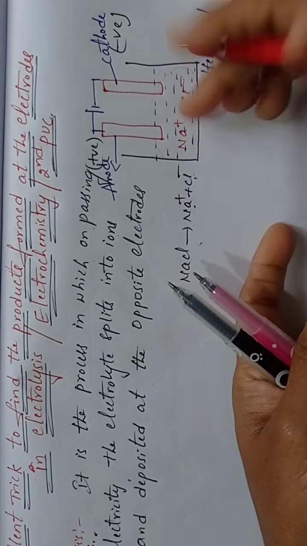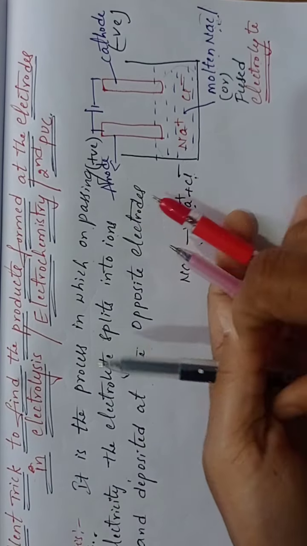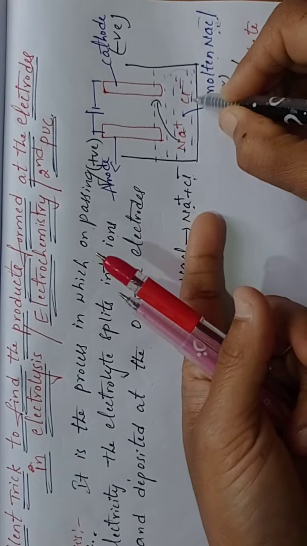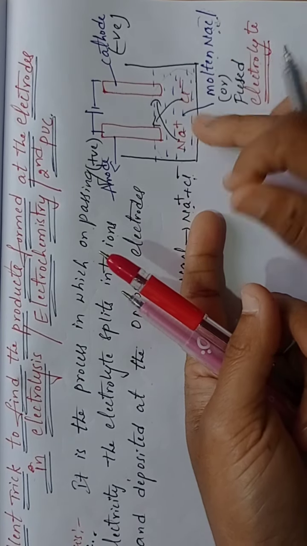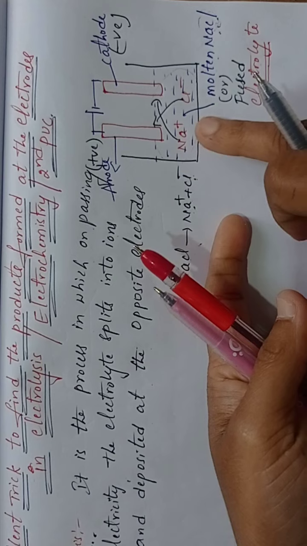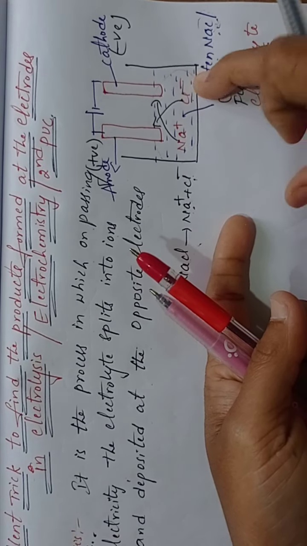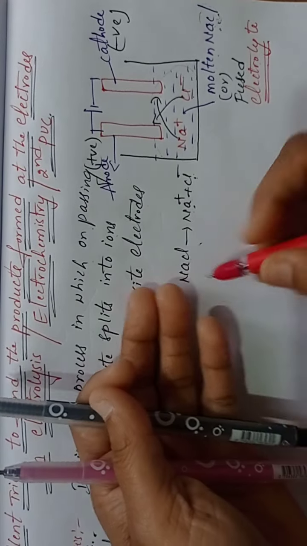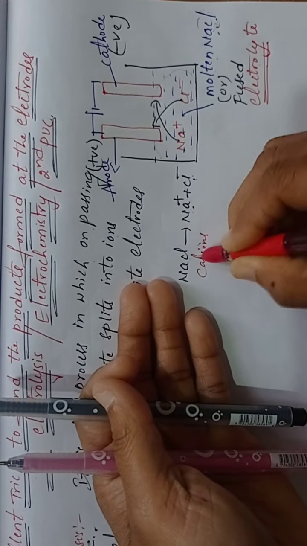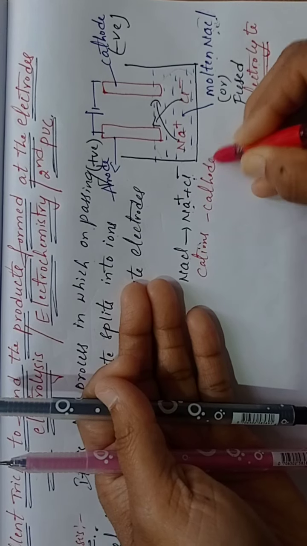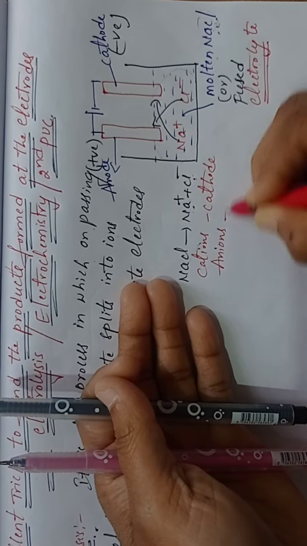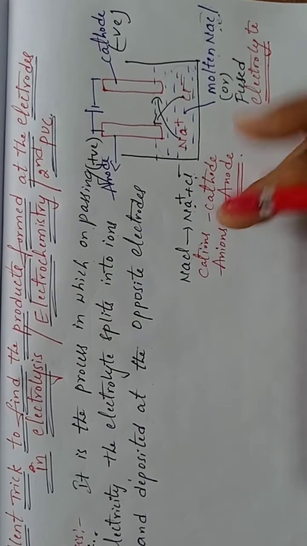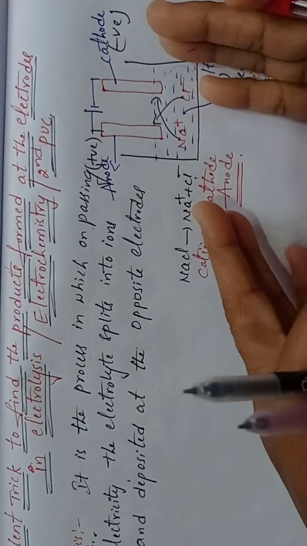Now these cations move towards the cathode, students, and Cl- ions, anions, move towards the anode. Are you following? So cations move towards the cathode, anions move towards the anode. Are you understanding? Clear this one? Okay, now listen, students, this is the process of electrolysis.